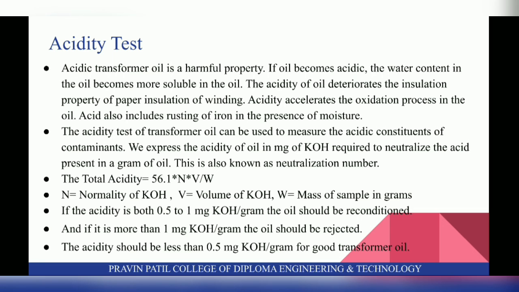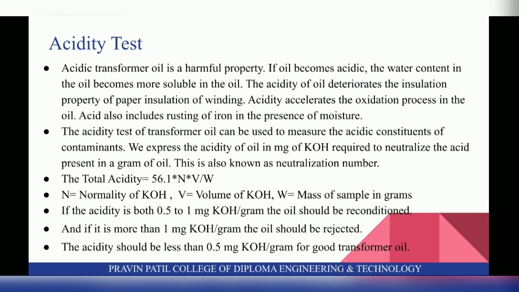Next is the acidity test. Acidic transformer oil is a harmful property. If oil becomes acidic, the water content in the oil becomes more soluble in the oil. The acidity of oil deteriorates the insulation property of paper insulation of winding. Acidity accelerates the oxidation process in the oil. Acid also induces rusting of iron in the presence of moisture.